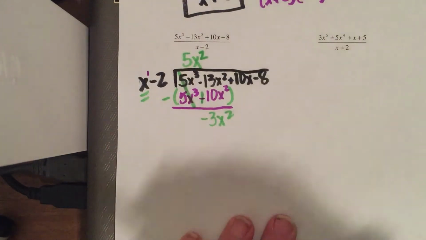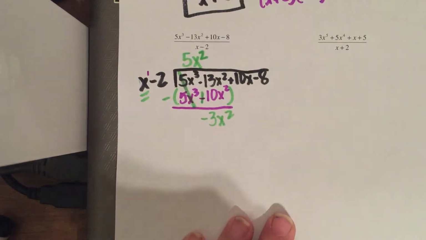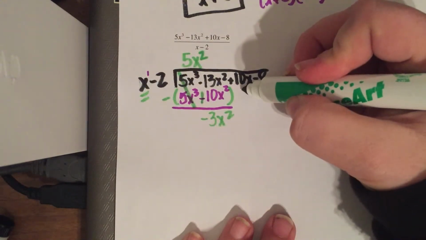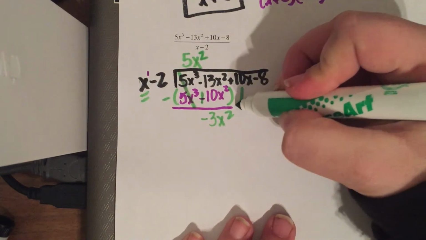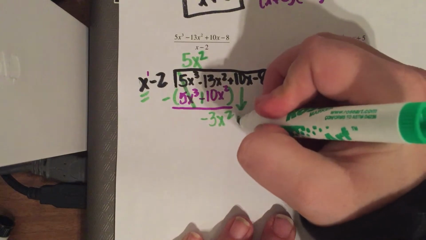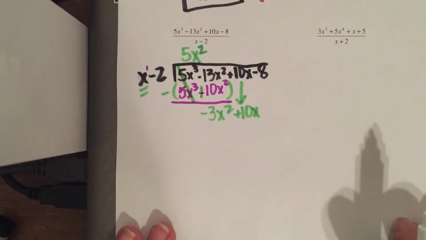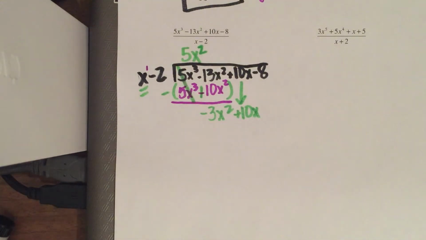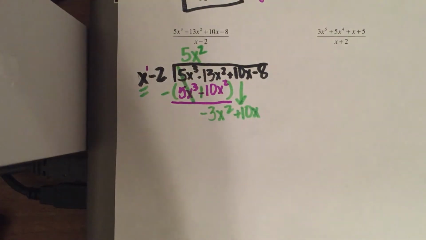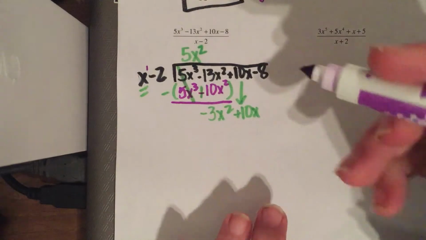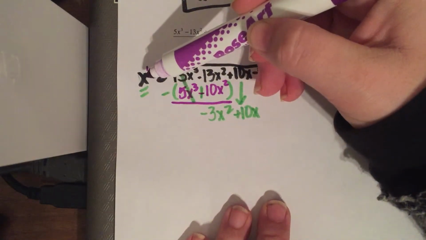Now, how do I get my other term? Well, I got to look up here at my 10x. I got to bring him on down. Now 10x gets to be in the mix. Okay. So now, I'm ready to do some multiplying again. Okay. I start with that first term.